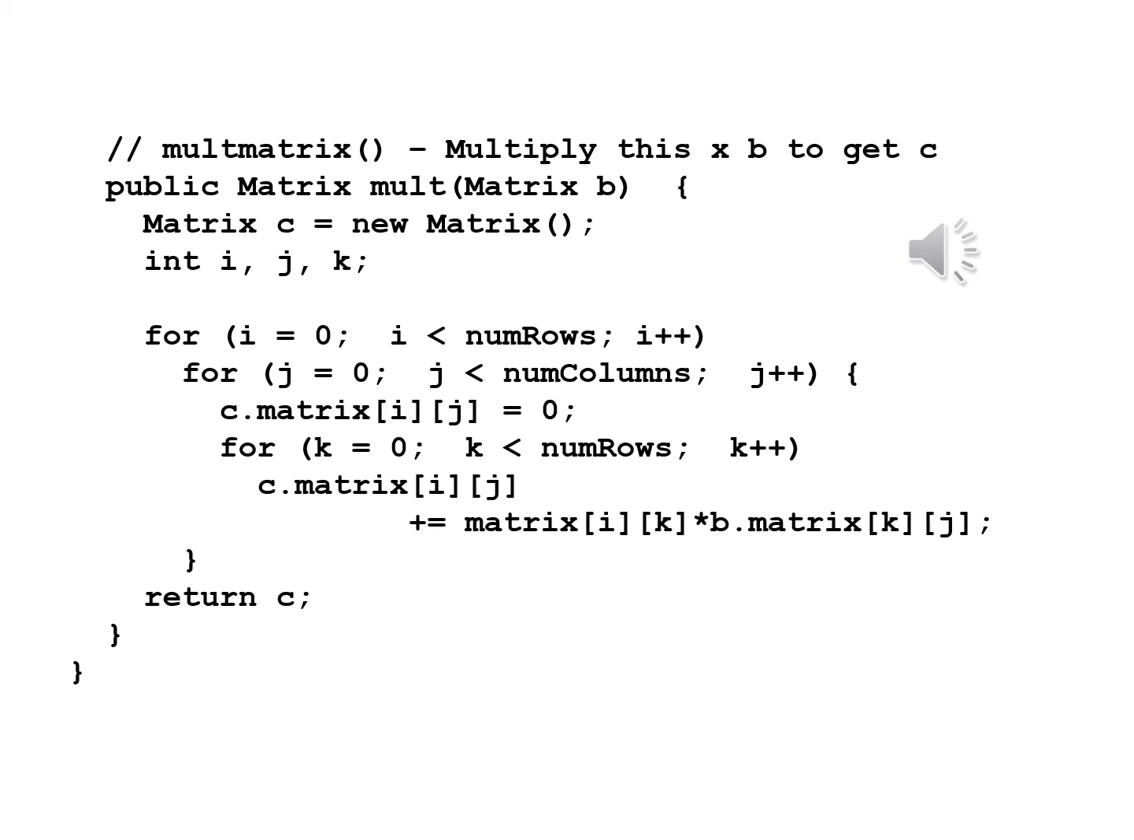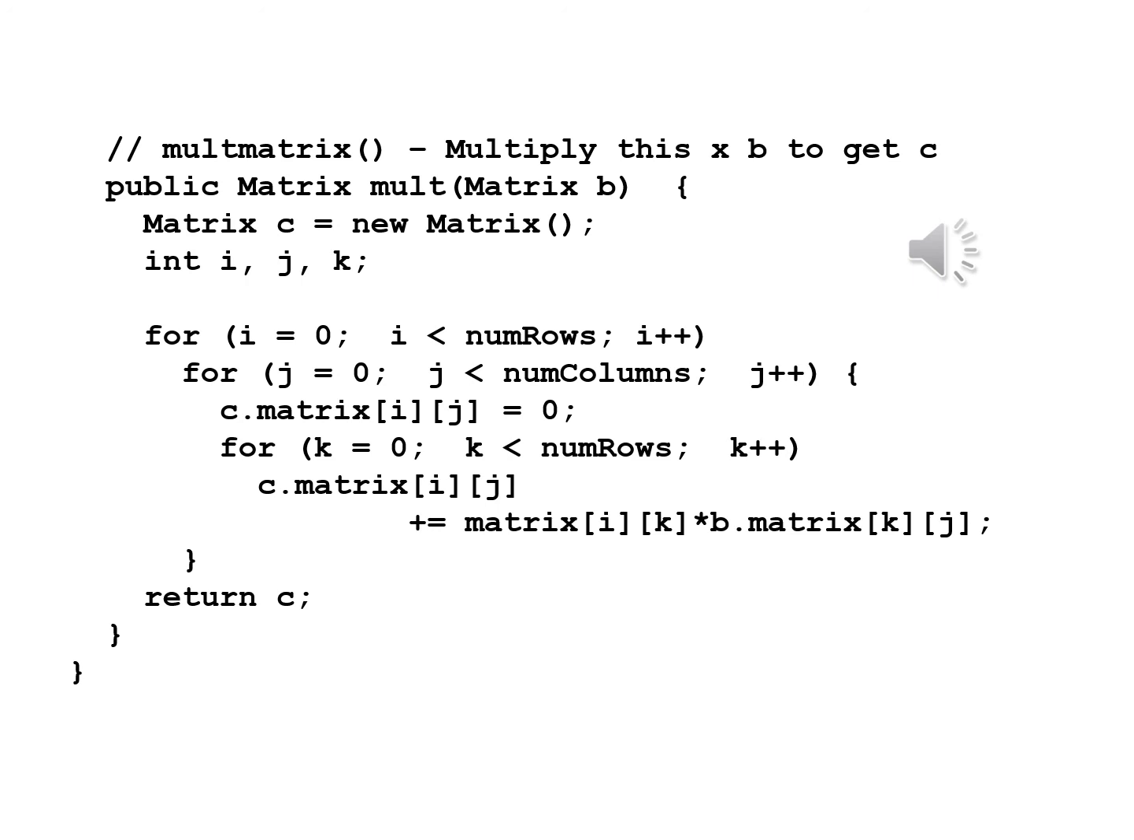The outer one is for i equals 0, i is less than numRows, i++. The middle loop for j equals 0, j is less than numColumns, j++. Here we have braces so that we can first set the term to C.matrix[i][j] equals 0. The inner loop will be for k equals 0, k is less than numRows, k++, and now we add each term on, C.matrix[i][j] plus equals matrix[i][k] times B.matrix[k][j].